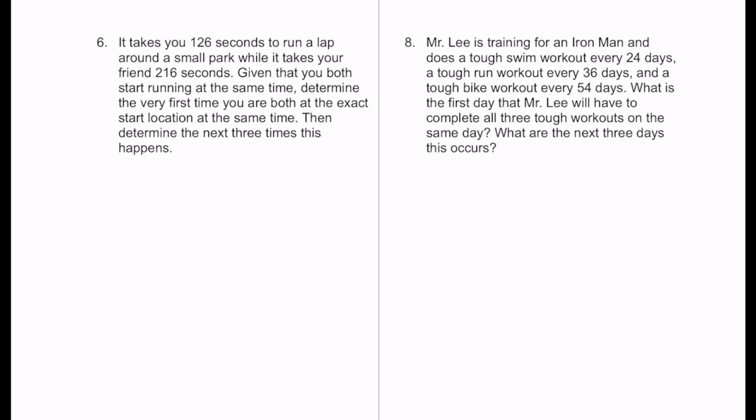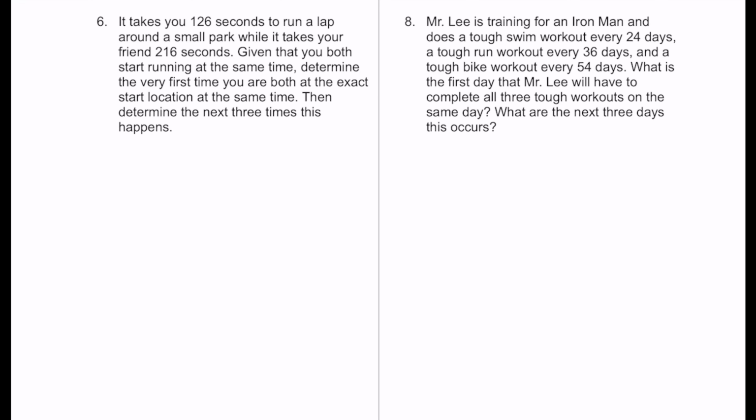All right, for number 6, let's see what's going on here. It says it takes you 126 seconds to run a lap around a small park, okay? While it takes your friend 216 seconds to do the same thing. Given that you both start running at the exact same time, determine the very first time that you are both at the exact same start location at the same time. All right, so you start and then you're trying to find out the first time you will be back at the start location again, and then you're going to find the next few times that occurs as well.